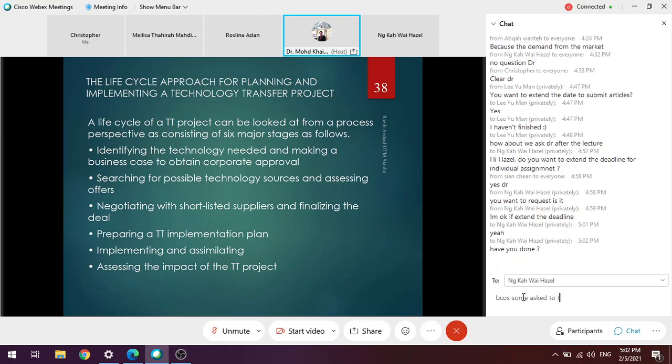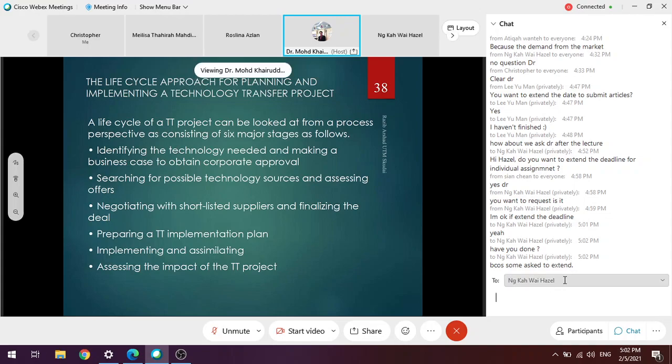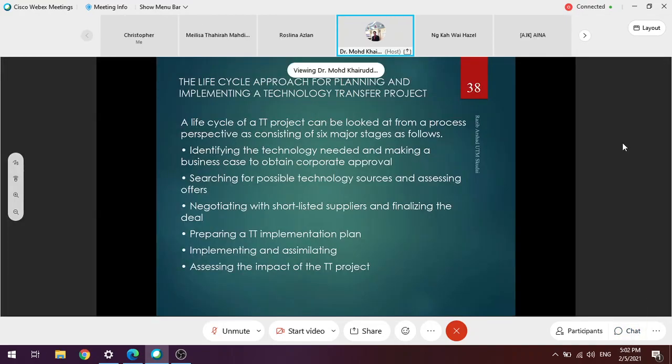For example, you want to create a high-tech processor, like the M1 processor of the MacBook Pro. So you have to negotiate with a shortlisted supplier. Are they going to supply to you for the next 10 years or 5 years and so on? You have to negotiate and finalize the deal, because later you will have to transfer this technology to the transferee, and you must know the parameters of your availability to give to them as suppliers. And then you have to prepare the technology transfer implementation plan.